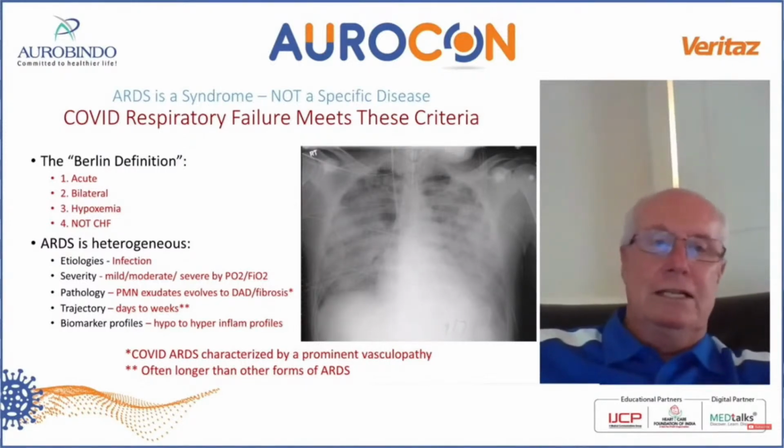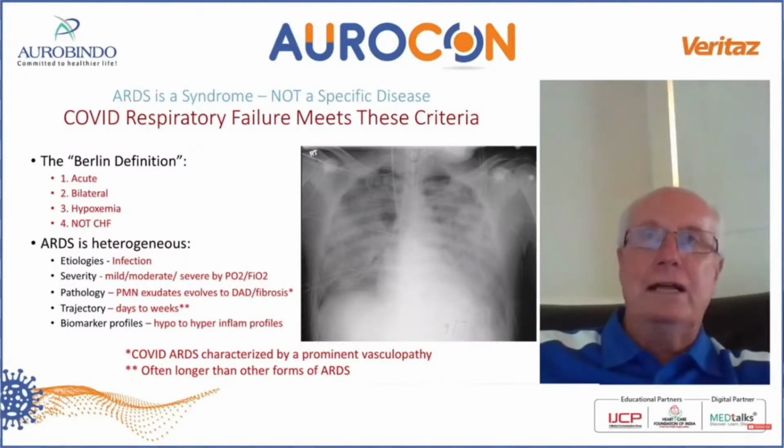The trajectory can go from days to many weeks, and indeed many patients with COVID respiratory infection can have a very prolonged course, including a very prolonged chronic recovery phase. And the biomarker profiles, there are patterns of both hypo and hyperinflammatory profiles. So COVID meets all the criteria for ARDS, and I think we should think of it as a type of ARDS.